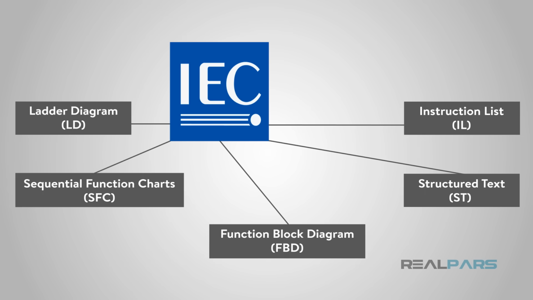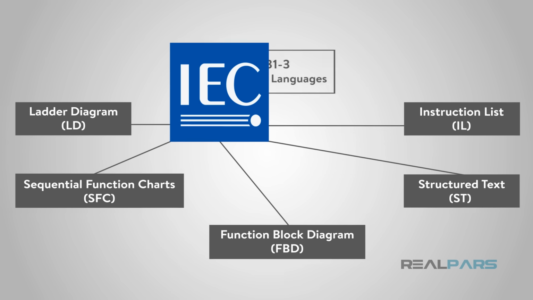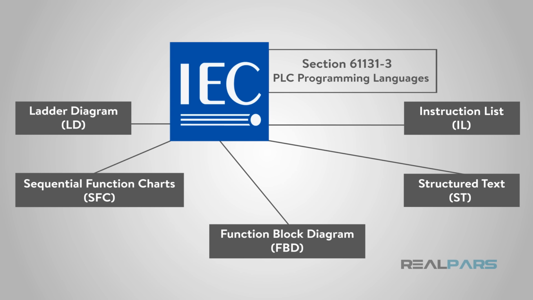There are 5 languages that are all a part of the IEC, or International Electrotechnical Commission, Section 61131-3 standard. This IEC standard allows some ground rules that standardize PLCs in their languages. Let's take a deeper look into all these PLC programming languages.